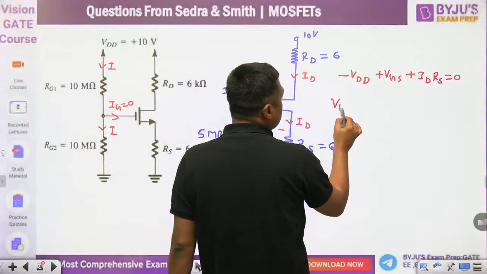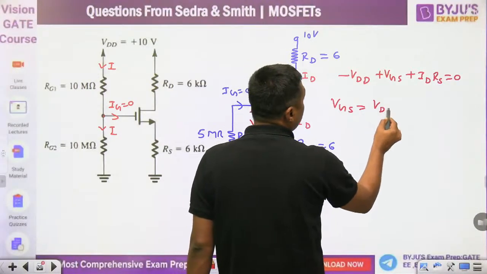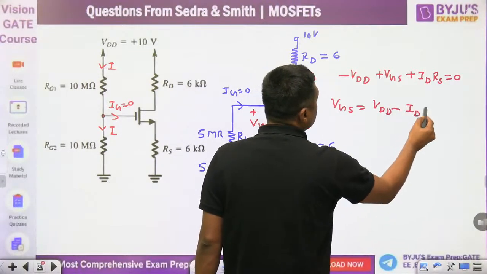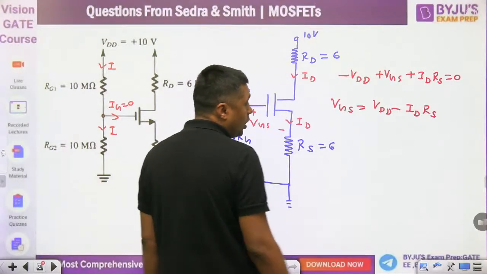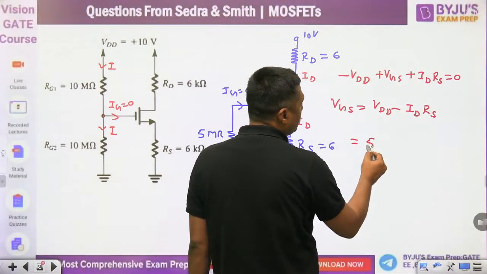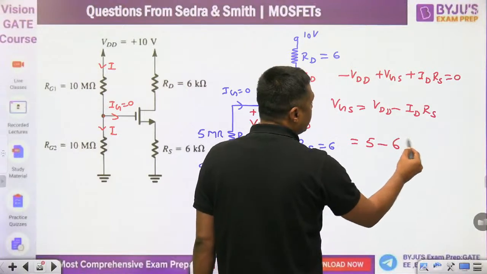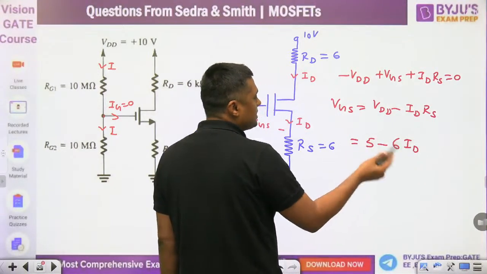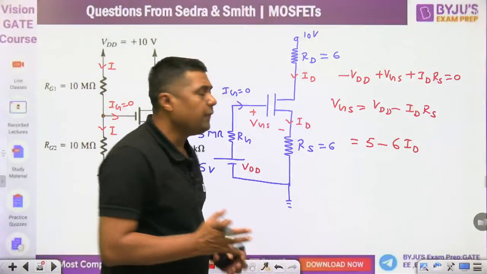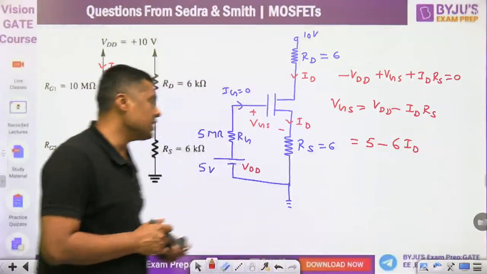So what is the VGS general formula? Remember, VDD minus ID into RS. Now what is the value of VDD? 5. What is the value of RS? 6. So the value of VGS is 5 minus 6 ID. Now if you assume it is in saturation, then you can use this formula.